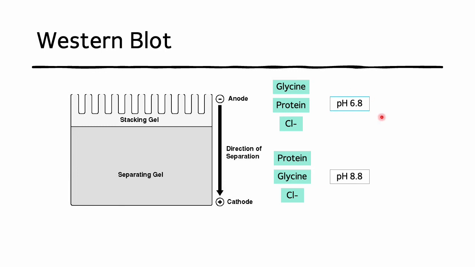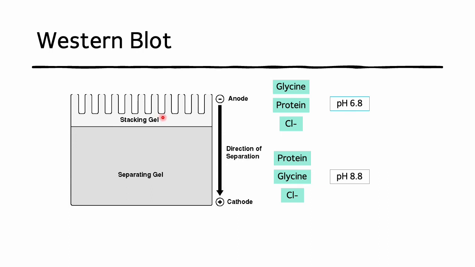So in low pH, glycine becomes more positive because hydrogen H+ got attached to glycine. However, in high pH, they lose H+ and become more negative in charge. So you can see the order of glycine, protein, and Cl- changes. Since it has the strongest negative charge, it comes to the most bottom here.